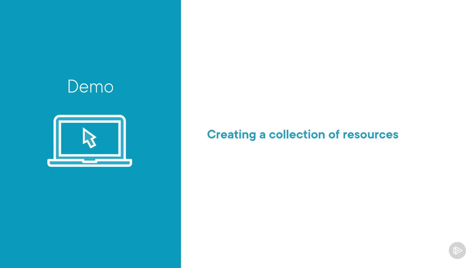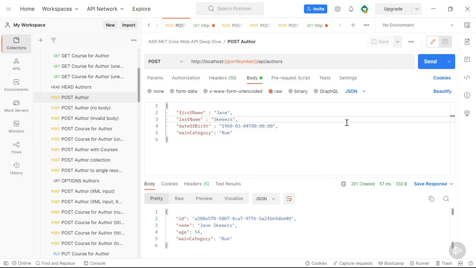So in this demo, we will see how we can tackle an interesting problem, creating a list of authors in one go. We can't just post a list of authors to API/authors as we've done before, as how we name the URI implies that one author will be posted. So what can we do?